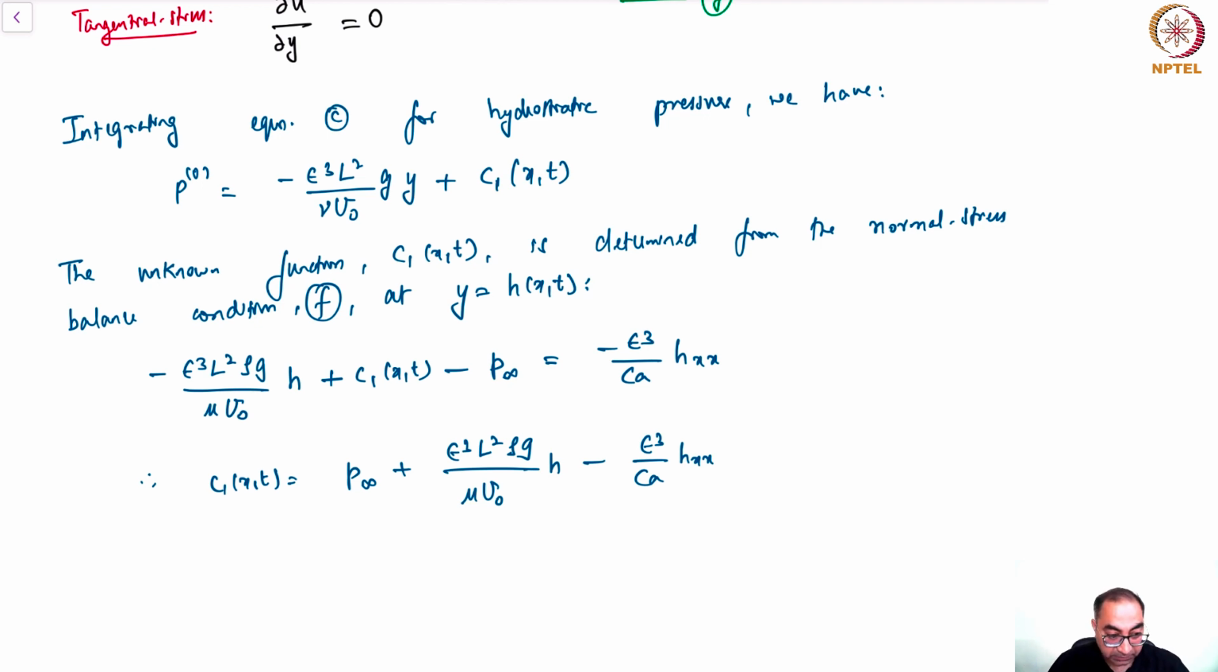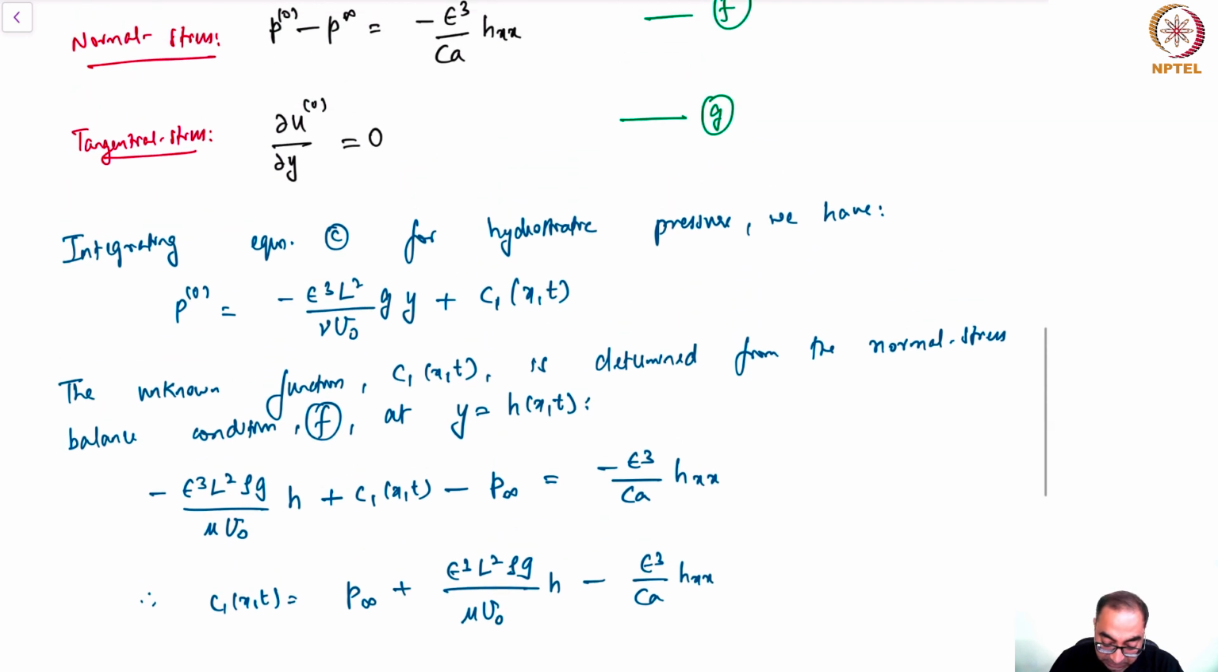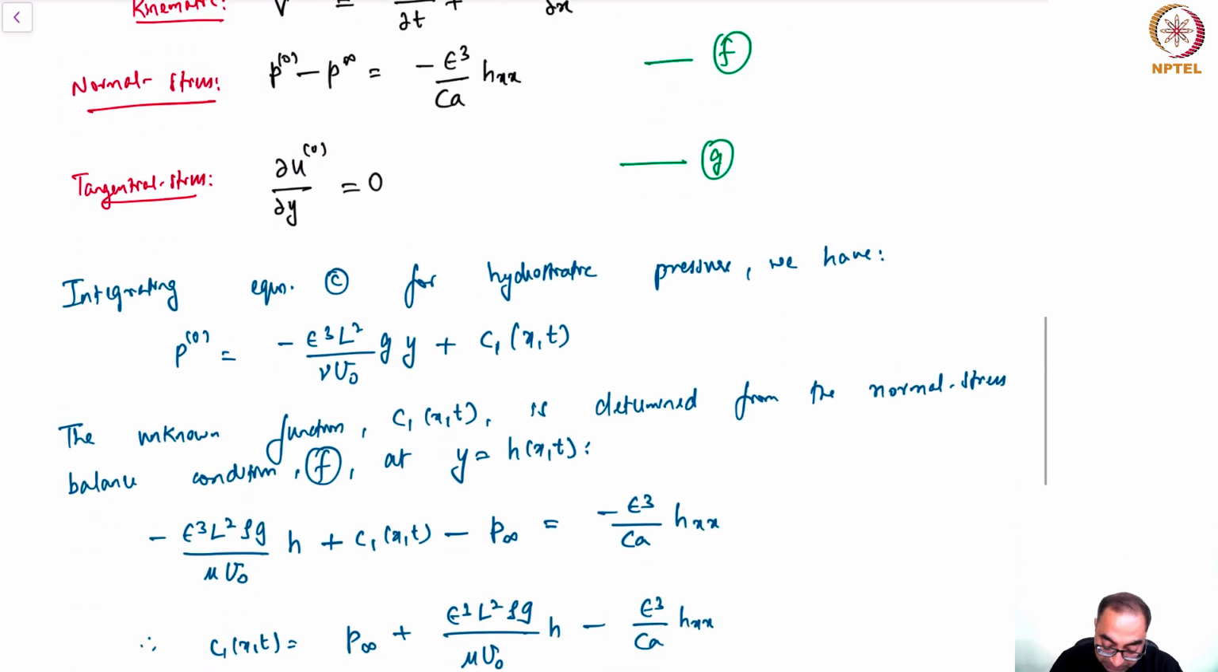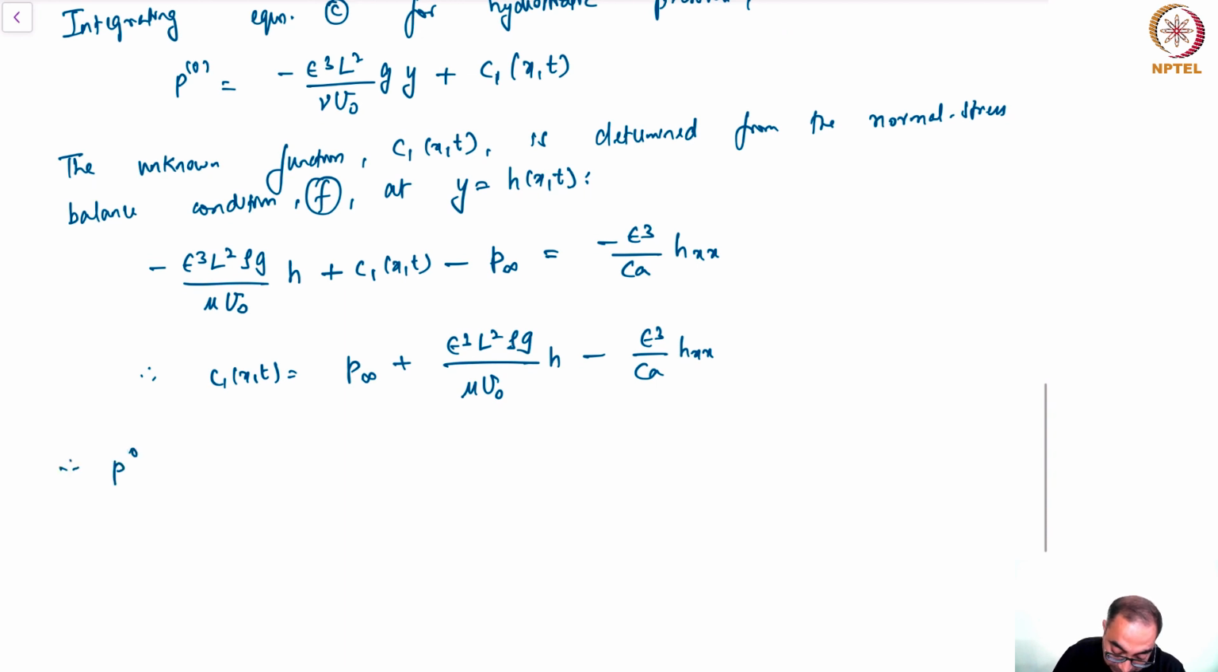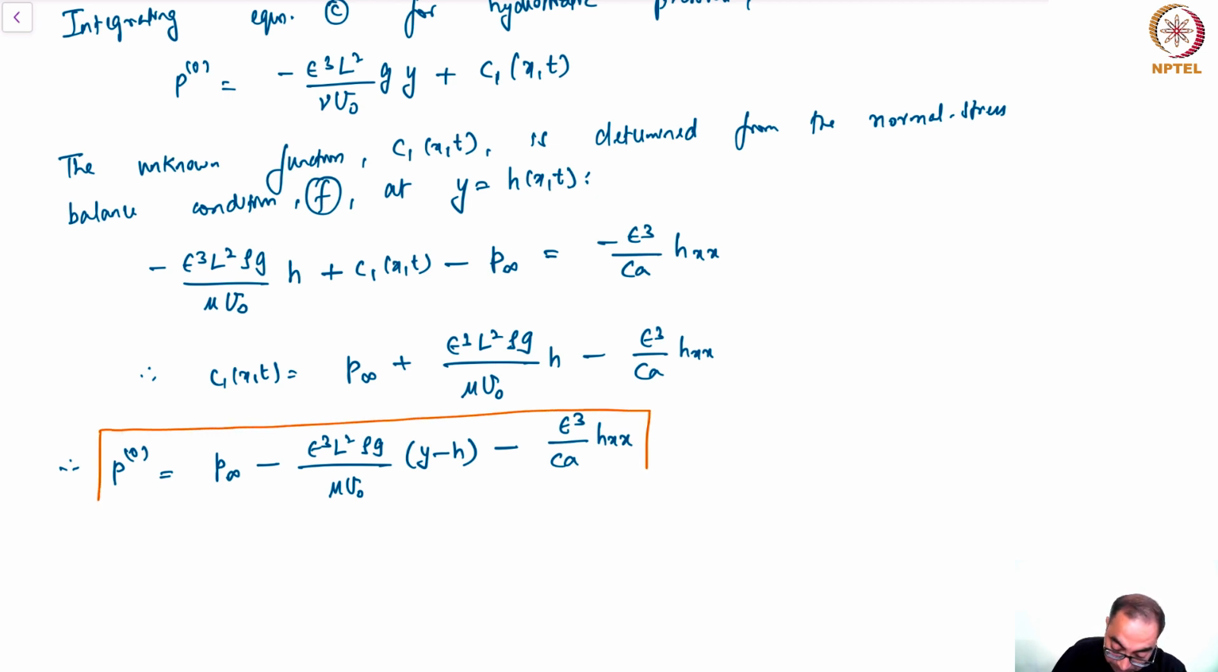Now once I know this constant C1, I can substitute it back into my expression for pressure to get P0 equals p infinity minus a term proportional to h xx, plus the gravity term times y minus h. We'll label this as equation h.